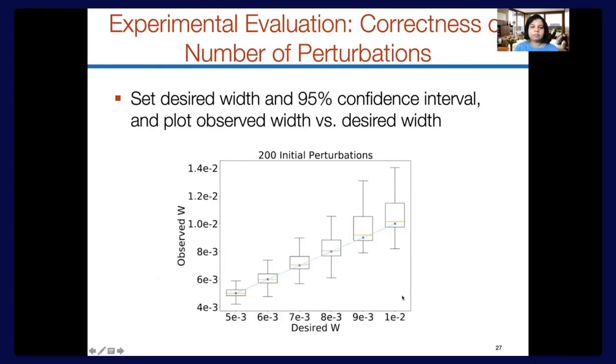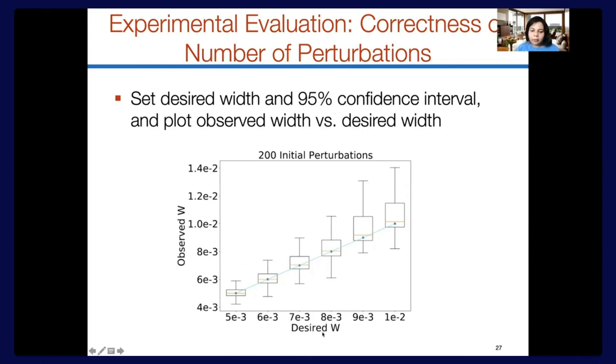The second thing is we also wanted to get a sense of whether our estimates of the number of perturbations are actually right. For that, we set a desired width of the credible interval and also the level of confidence we need. For example, a desired width of, say, 5 E-3 with a confidence level of 95%. Then we observe what actually happens empirically.